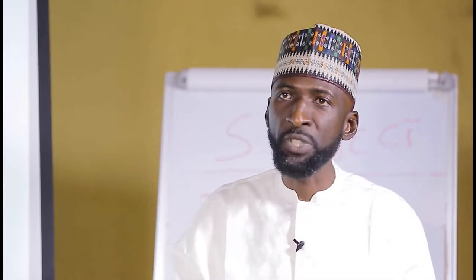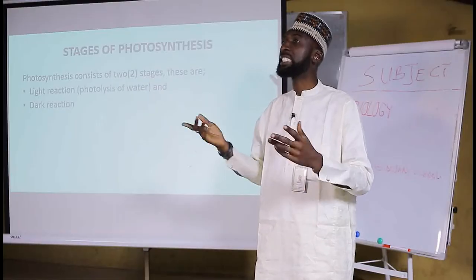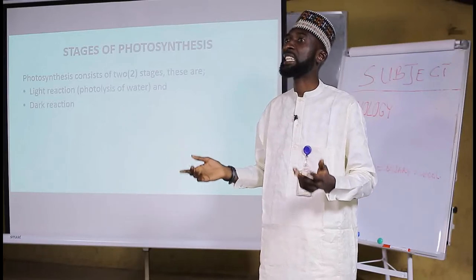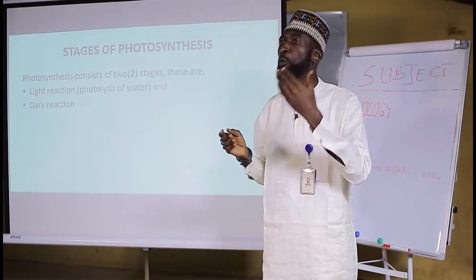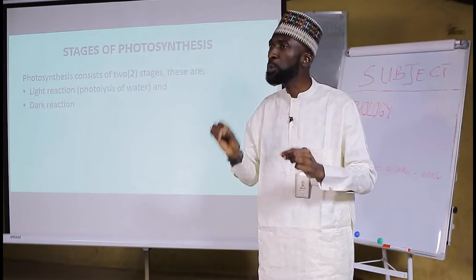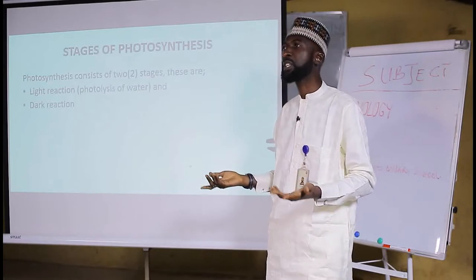So these are the two major stages involved in photosynthesis. The first stage, we said, is the light reaction, where photolysis of water takes place. The second stage we call the dark reaction, and that is the stage that takes place at night, where the conversion of complex starch takes place into a simple glucose molecule for easy absorption and assimilation by these plants.